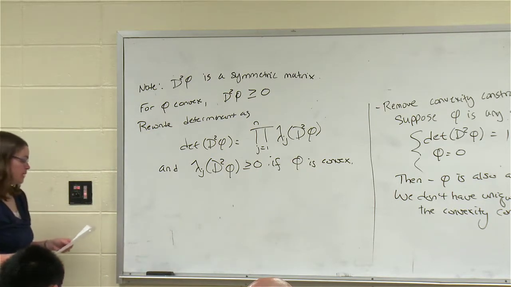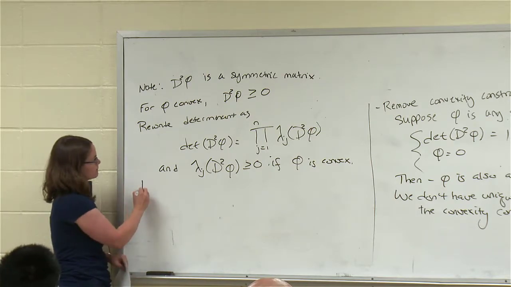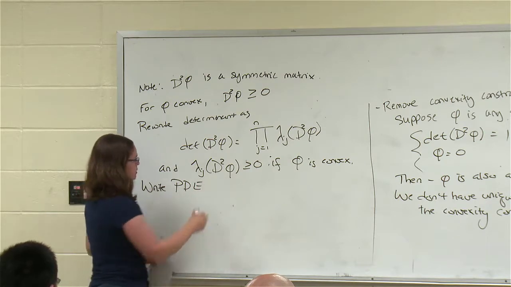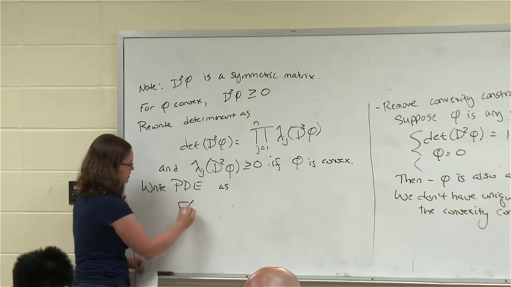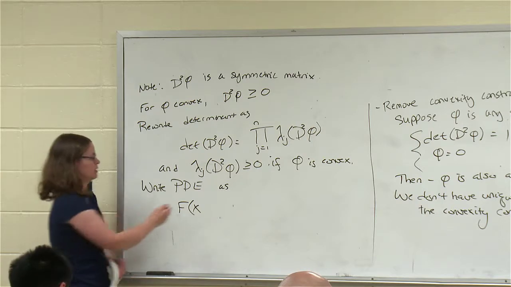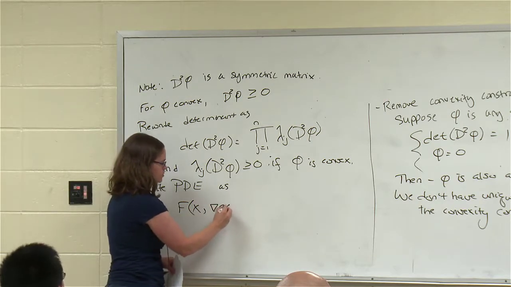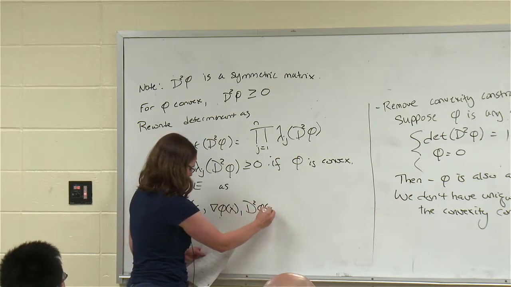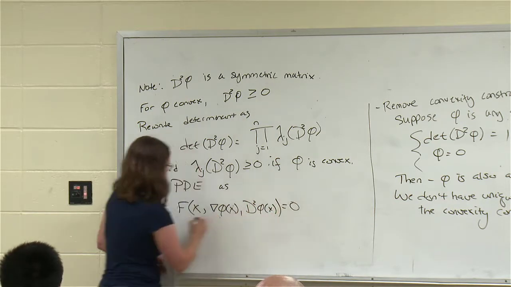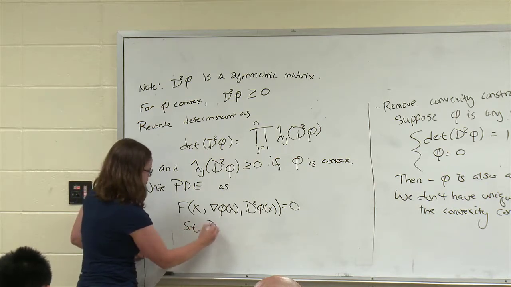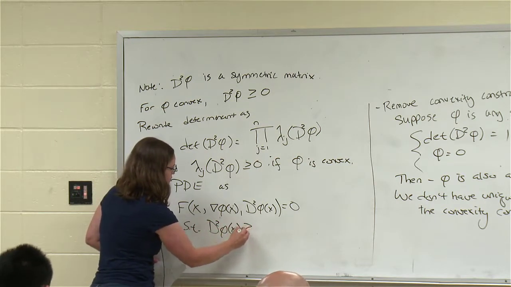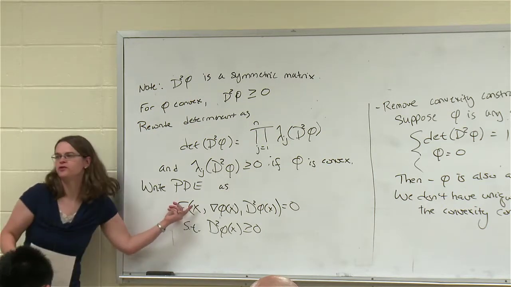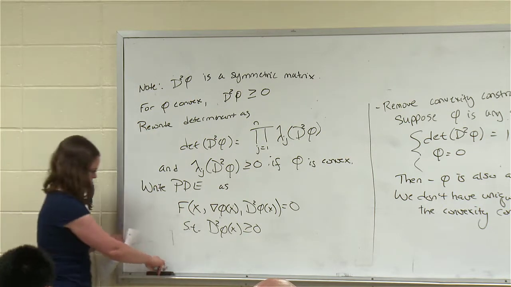Okay, so let me write my PDE like this. I'm going to write it in kind of an operator notation. So very abstractly, it depends on x, it depends on the gradient of phi at x, it depends on the Hessian of phi at x. Okay, subject to the Hessian being positive definite, and boundary conditions. You can think of the boundary conditions being absorbed into here too.